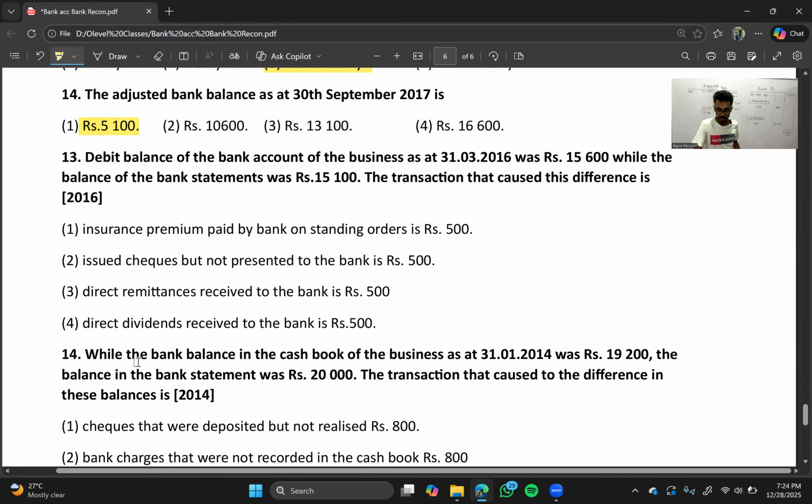The debit balance of the bank account as per 31st March was rupees 15,600, while the bank statement is 15,100. What is the transaction that caused the difference? The bank account is higher than the bank statement. The insurance premium paid by the bank on standing order is 500. The bank statement has paid 500, but it is not recorded in the bank account. So the answer would be the first one.